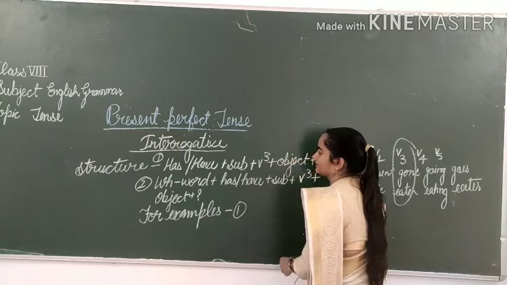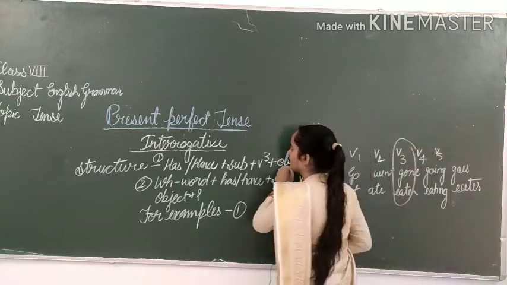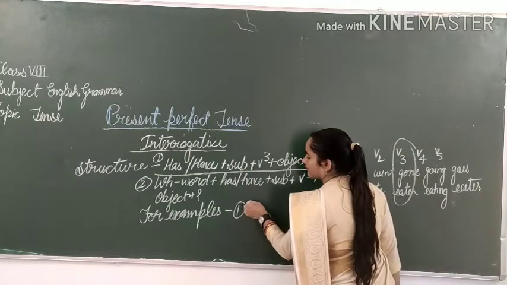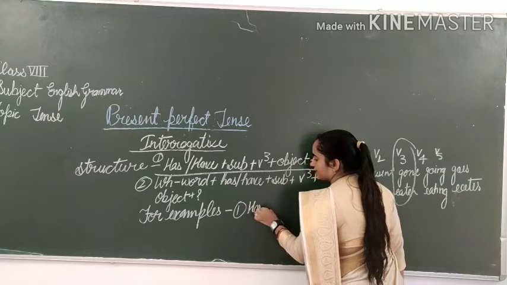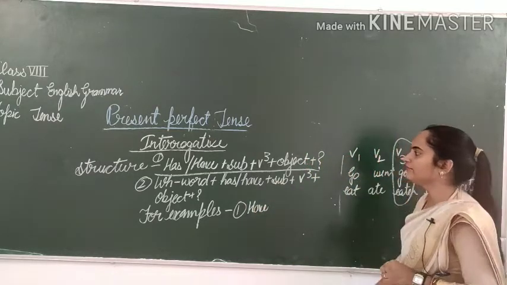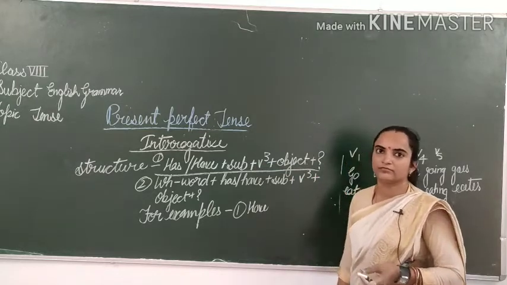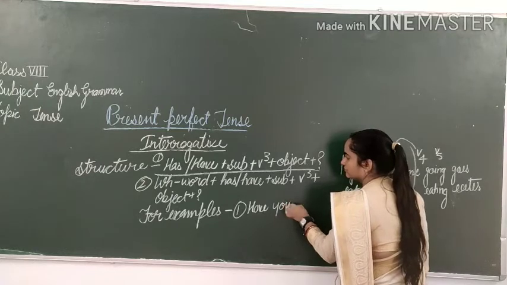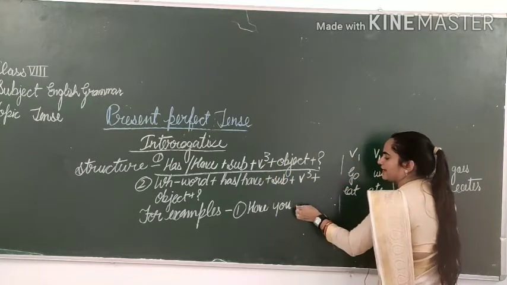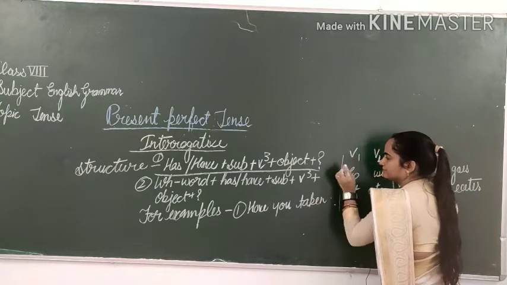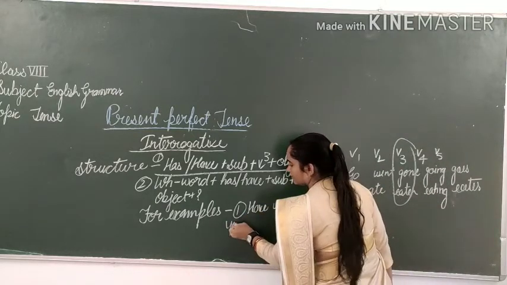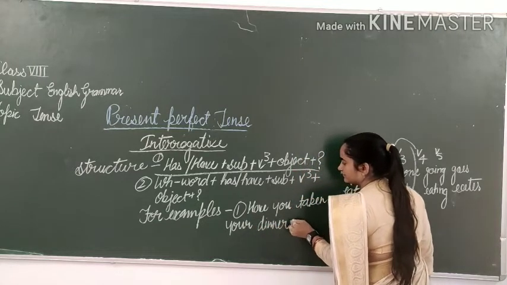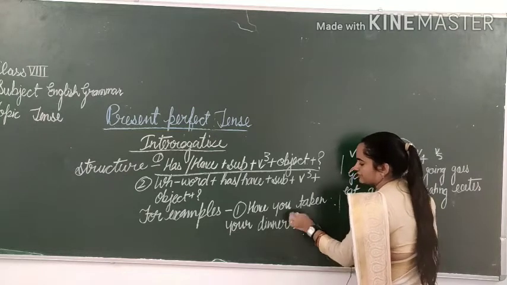For example number 1. Firstly, according to this structure, what will become first? Has or have? Suppose I have taken have. So what will become as subject? Plural. We will take plural subject. Have you? Then V3. Have you taken? Then object, your dinner. Have you taken your dinner? And then in the last question mark.